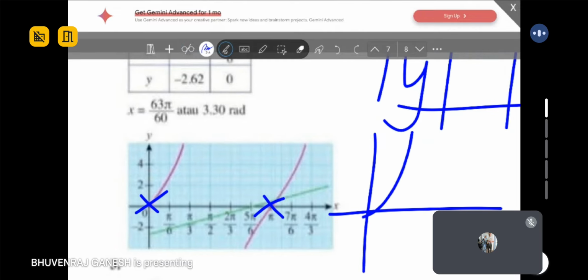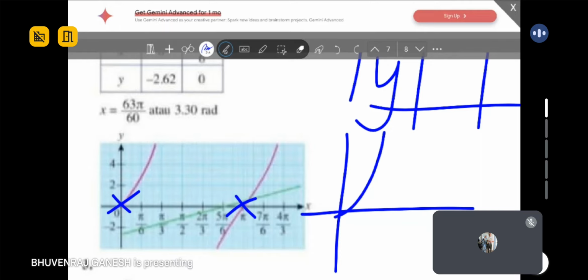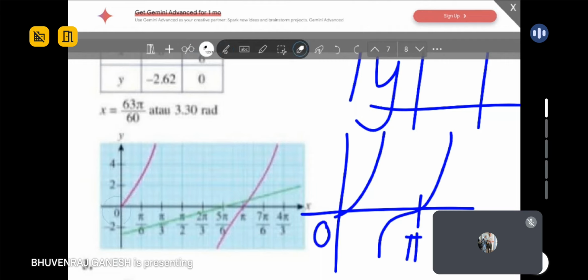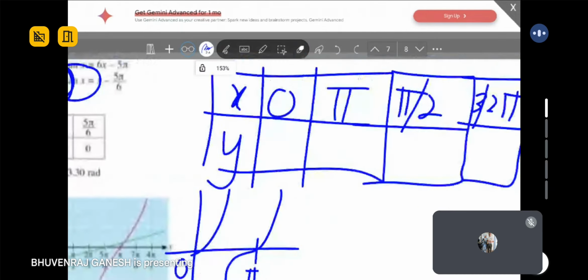Ini graph tangent kan? General shape. So kamu boleh compare. Graph dia hampir sama. Okay, this value is also pi. This value is 0. Kamu lihat. Sama kan? Exactly the same. So memang dia tak berubah punya. Okay, never change. Okay? Alright.